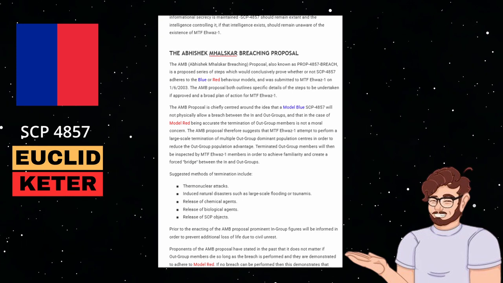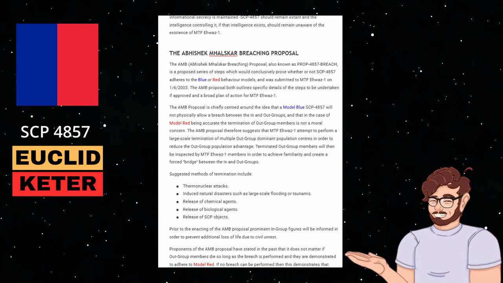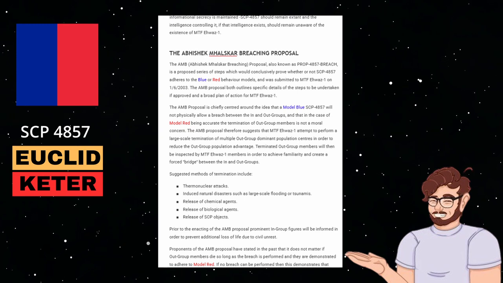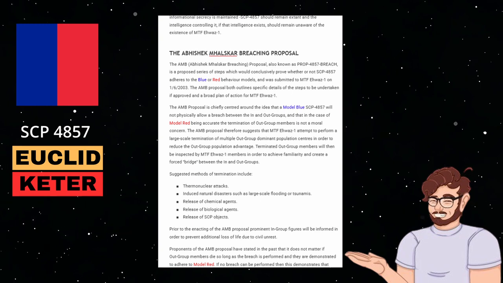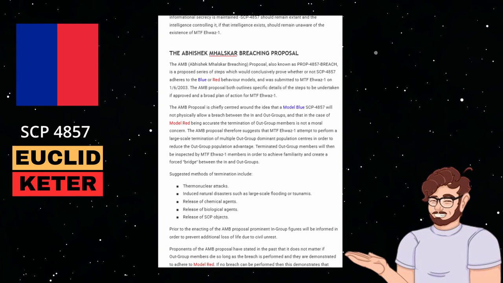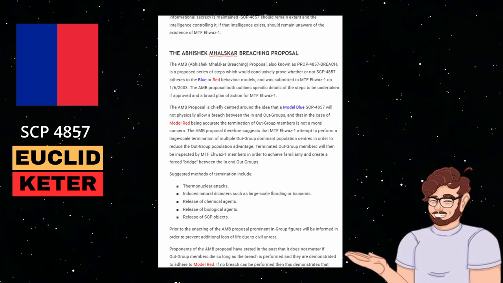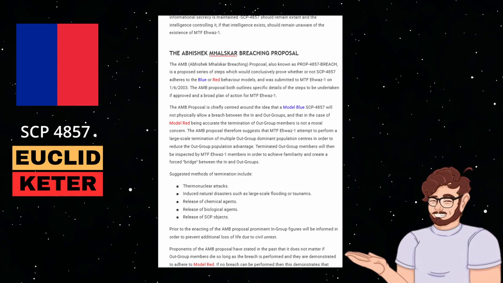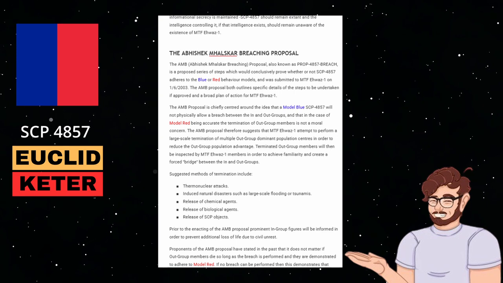The AMB proposal therefore suggests that the MTF-1 attempt to perform a large-scale termination of multiple outgroup dominant population centers in order to reduce the outgroup population advantage. Terminated outgroup members will then be inspected by MTF-1 members in order to achieve familiarity and create a forced bridge between the in and out groups. Suggested methods of termination include thermonuclear attacks, induced natural disasters such as large-scale flooding or tsunamis, release of chemical agents, release of biological agents, release of SCP objects. Prior to the enacting of the AMB proposal, prominent in-group figures will be informed in order to prevent additional loss of life due to civil unrest.